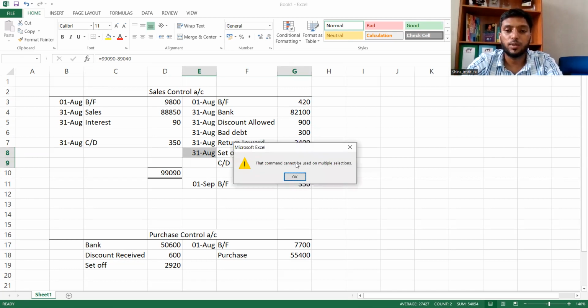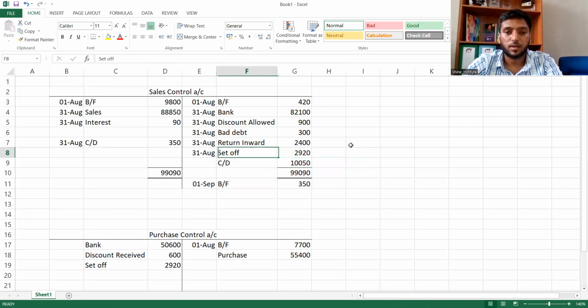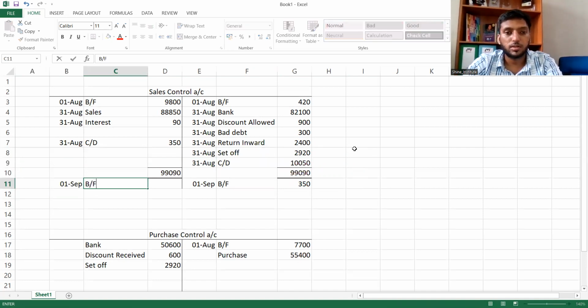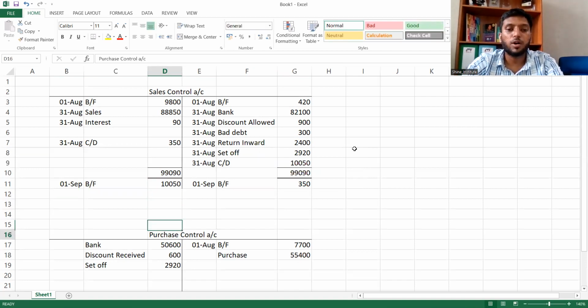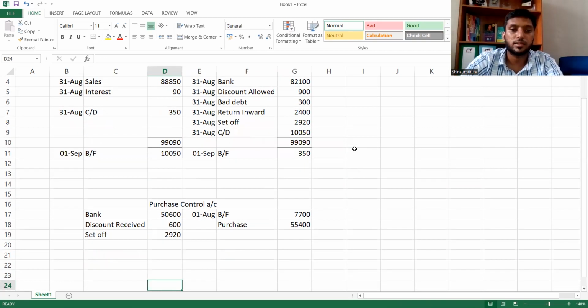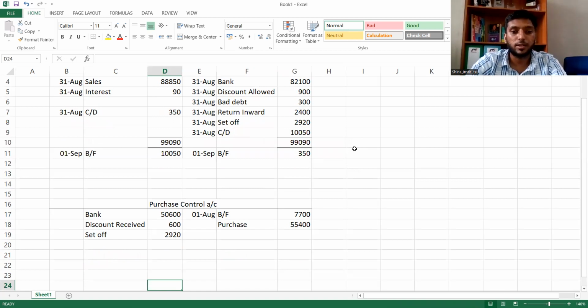So this carried down will become the debit side overall brought forward balance for the next month. Okay. We'll copy this. I'll write 1st September brought forward 10,050. Then we move on to the purchase control account to finalize this the same way. So I'm going to take the total on both sides, the total column.